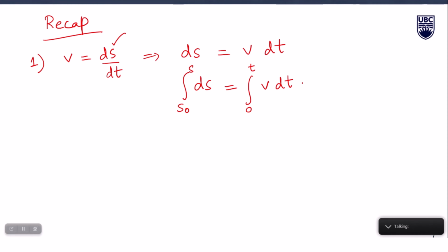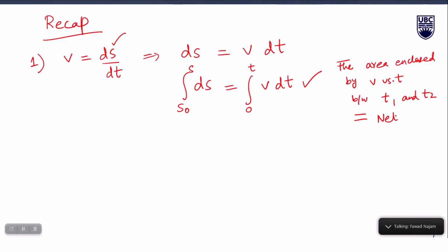We also saw the geometric interpretation of this equation, and that geometric interpretation was that the area enclosed by the v versus t relationship, between any two time instants t1 and t2, is equal to the net displacement between t1 and t2. So you can evaluate this integral analytically, but also graphically, right?